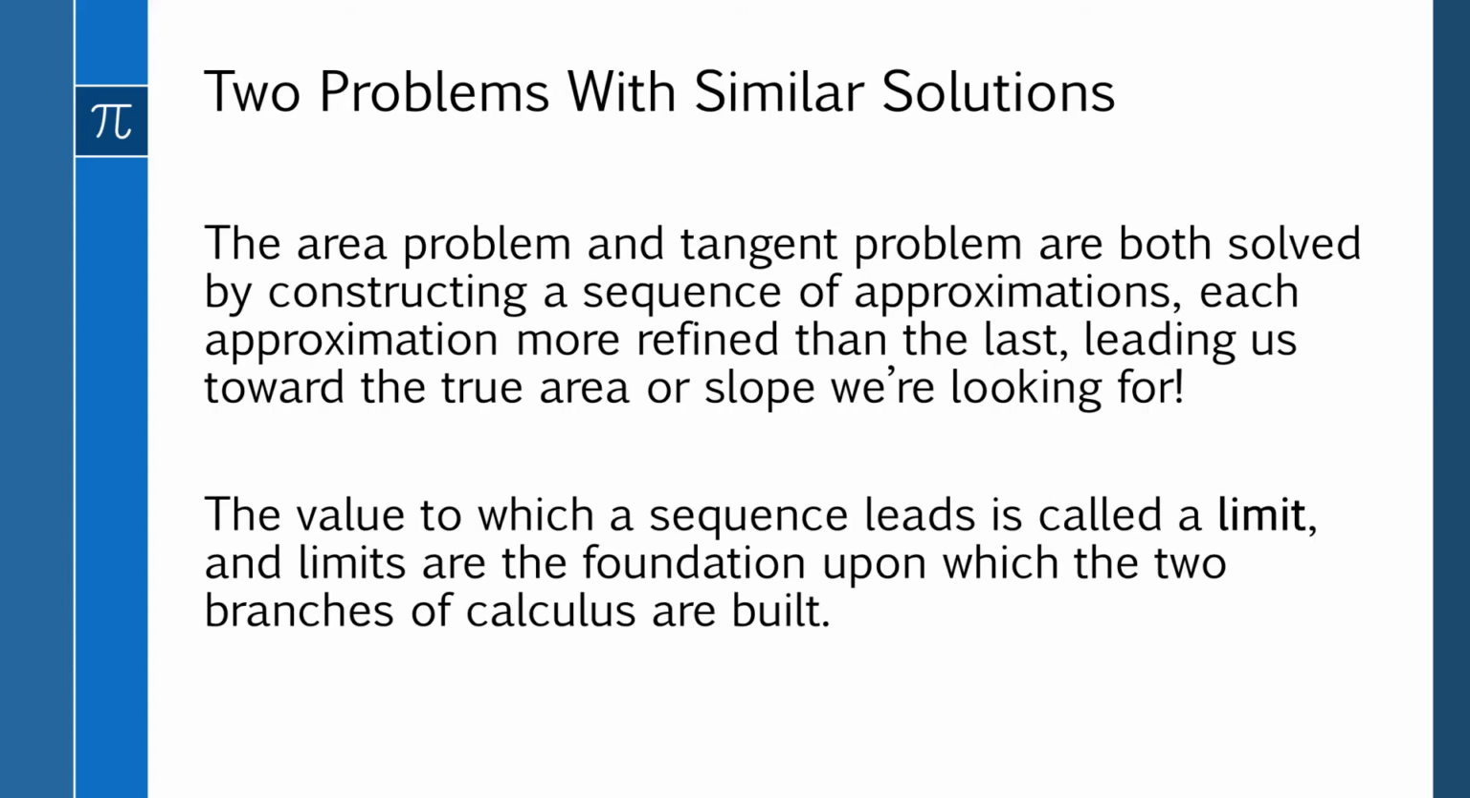Okay, these are two problems that seem different, right? The area problem and the tangent problem seem substantially different. Okay, they seem to have nothing to do with each other, and yet we solved them in similar-ish ways, right? We built approximations, we refined the approximations, and we saw where that sequence of approximations took us, right? And the place that a sequence of approximations takes us, or converges to, is called the limit. And the limit is what the two branches of calculus are built on.